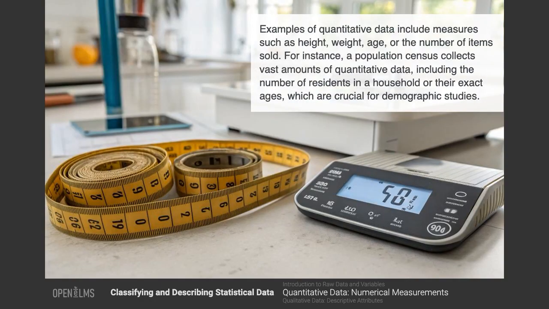Examples of quantitative data include measures such as height, weight, age, or the number of items sold. For instance, a population census collects vast amounts of quantitative data, including the number of residents in a household or their exact ages, which are crucial for demographic studies.